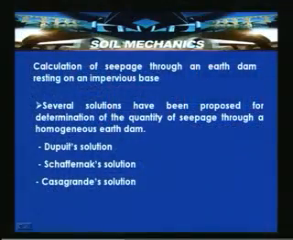So, for calculating the flow through embankment dams or earthen dams, we said that the seepage basically depends upon the construction of the phreatic line. For that, many solutions were put forward, like the Dupuit's solution and Schaffernak solution, and we also saw the Casagrande solution. Several solutions have been proposed for the determination of the quantity of seepage through a homogeneous earth dam. Dupuit's solution was the first one, then Schaffernak, and then the graphic construction and Casagrande's solution were discussed by us.